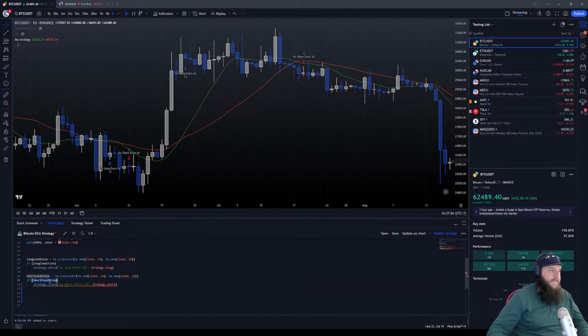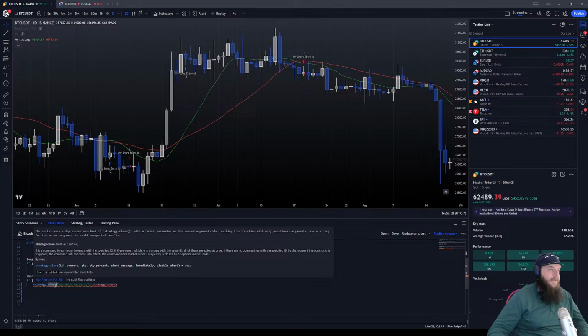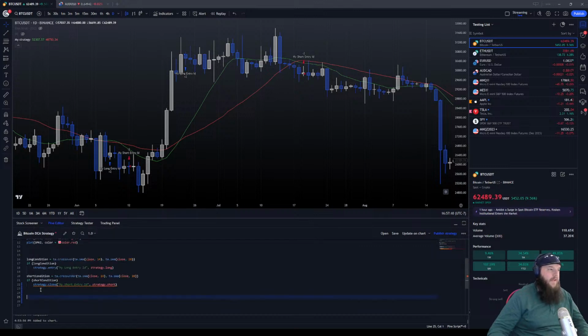Basically, the difference is strategy.close is great to use on a conditional exit. So this condition happens, and then you close the trade. Strategy.exit is ideal for placing targets, like a take profit or a stop loss on the chart. We're definitely going to be doing that with this strategy, but right now we just want to have an exit so that we know we can exit the market. So that's why we're going to use strategy.close.